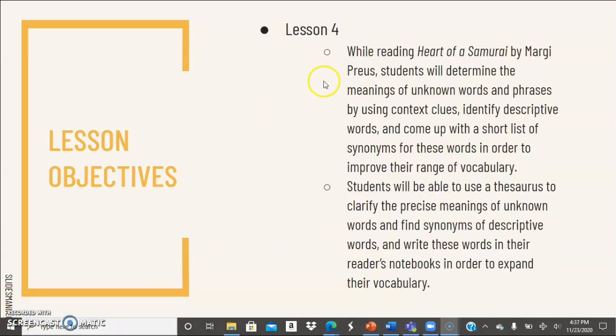The content objective for Lesson 4 is, while reading the book, students will be able to determine the meanings of unknown words and phrases by using context clues, identify descriptive words, and come up with a short list of synonyms for these words in order to improve their range of vocabulary. And the language objective is, students will be able to use a thesaurus to clarify the precise meanings of unknown words and find synonyms of descriptive words, and write these words in their readers' notebooks in order to expand their vocabulary.